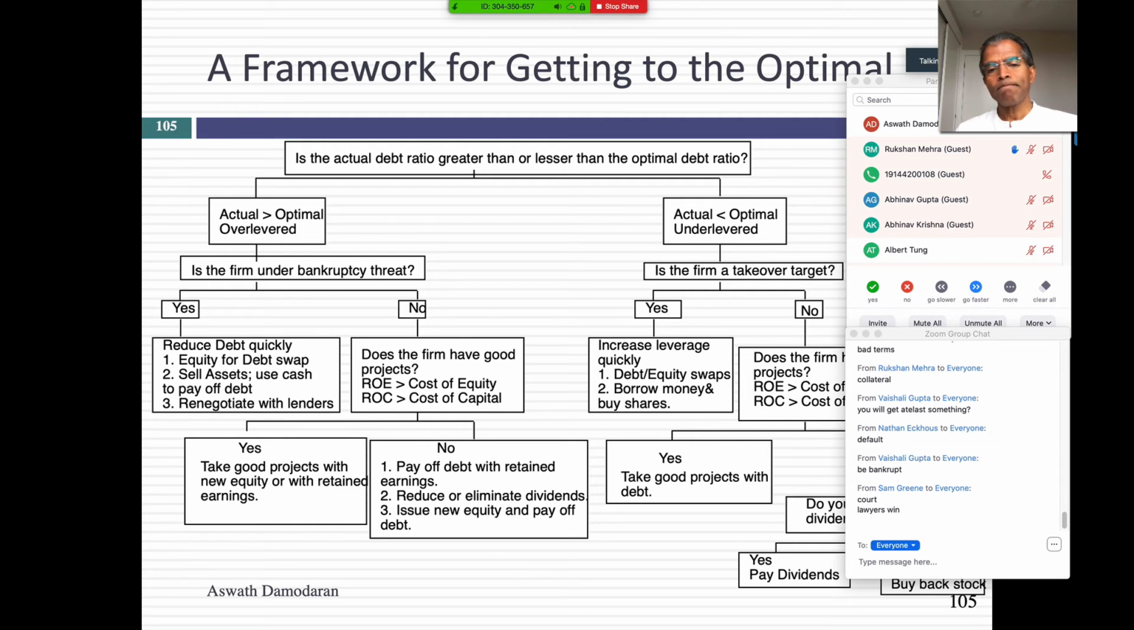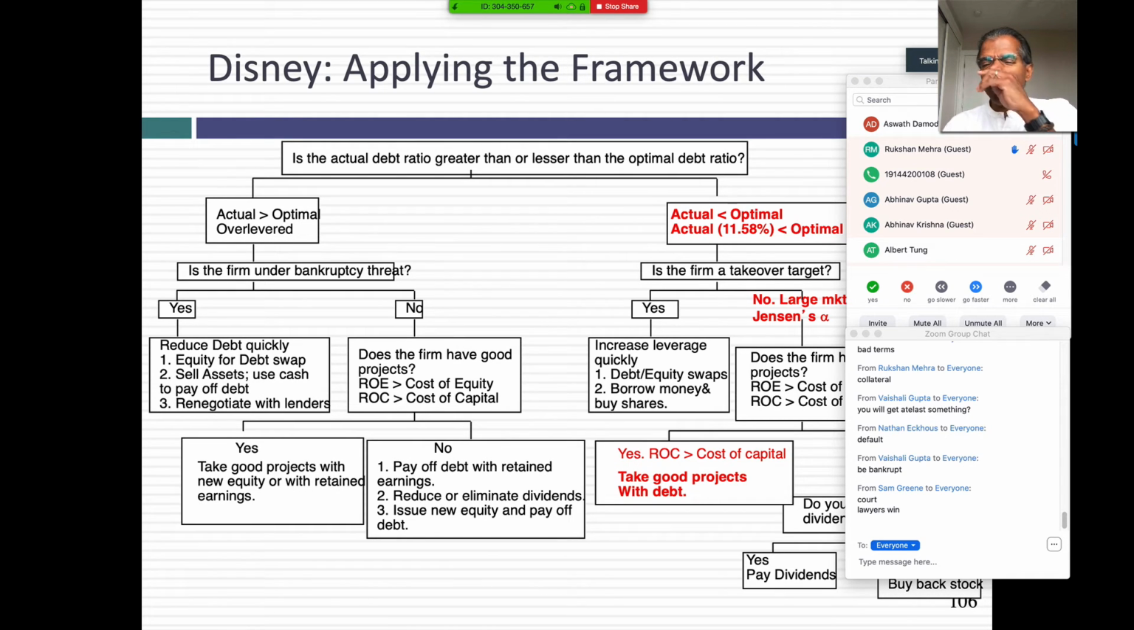Thank you. So I'm going to try to apply this to Disney because as I said, I have at least the ammunition now to do this. Right? So if you remember for Disney, my actual debt ratio is 11.6%. My optimal is 40%, both the APV approach and the cost of capital approach and the enhanced cost of capital approach. So they're under levered. So first question I asked, and this was in 2013, is my firm a potential target of a takeover? And I said no, for two reasons.